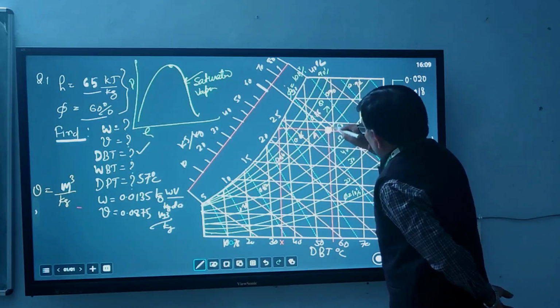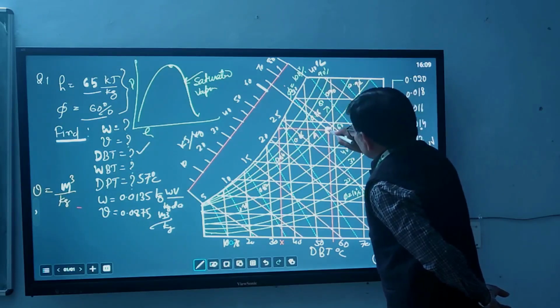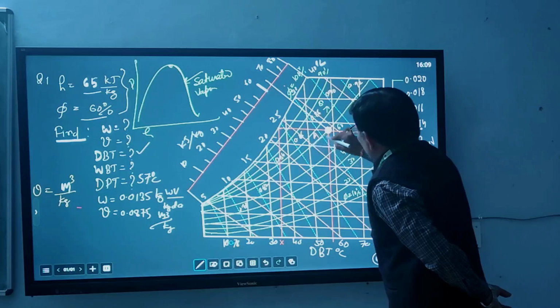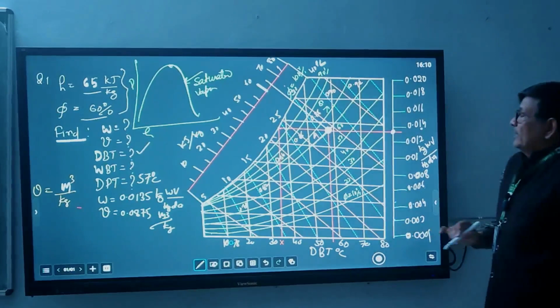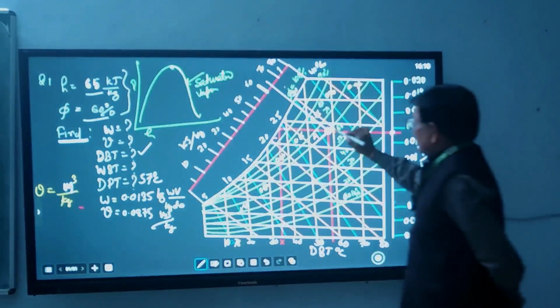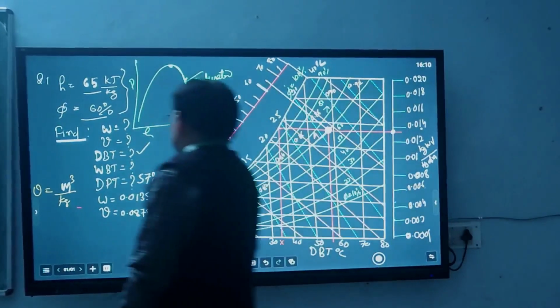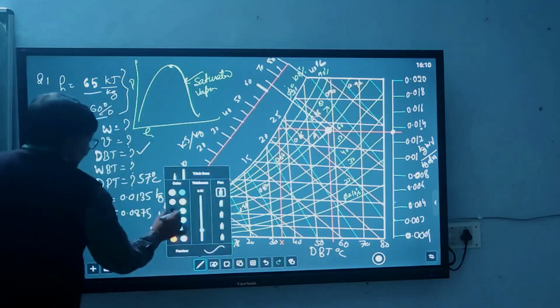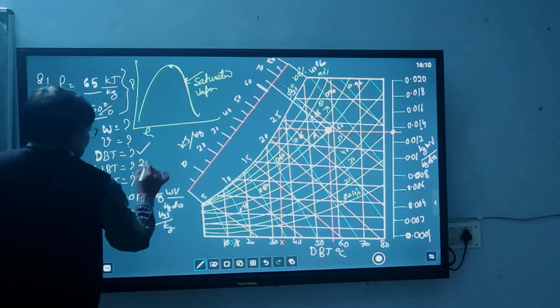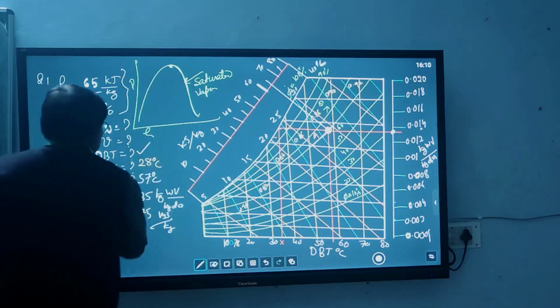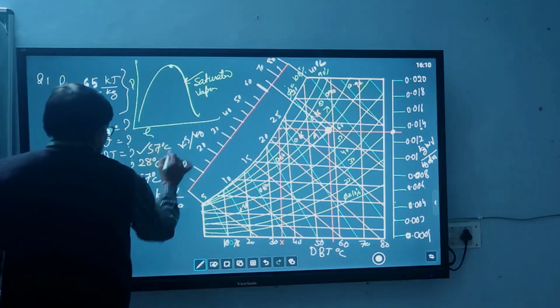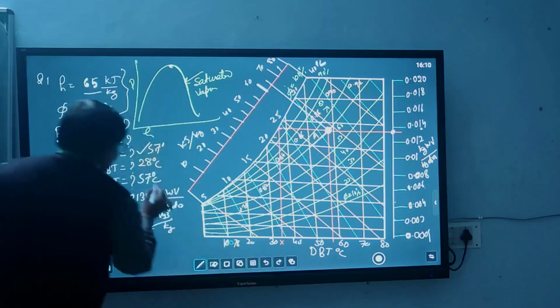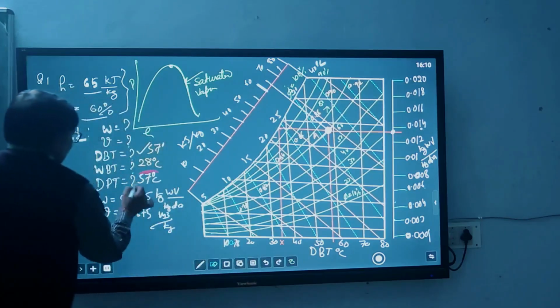So between 25 and 30, it will be around 28. You see here, if we draw a line between these and you mark the line with 10 divisions, you will see it is around 28 degrees centigrade. So this one is 28 degrees centigrade. Dry bulb, we have found out, is 57 degrees centigrade. And this one is the dew point.